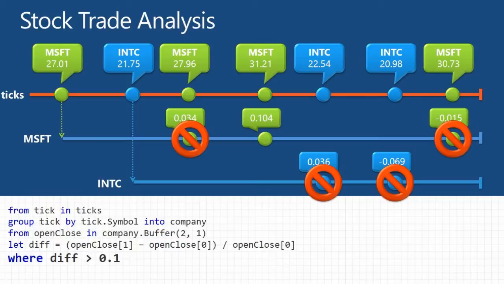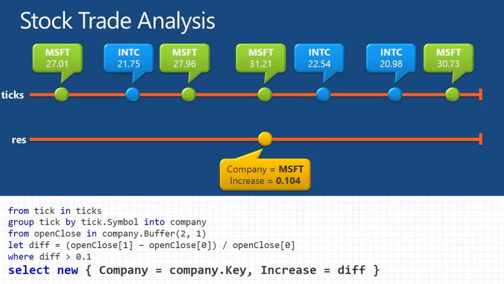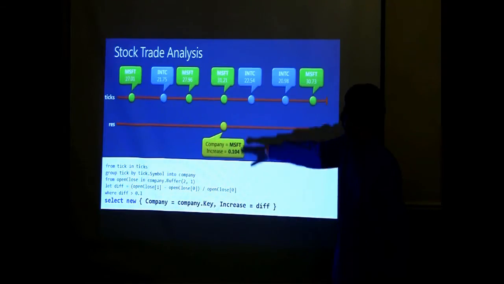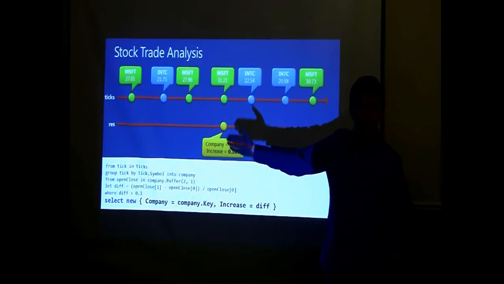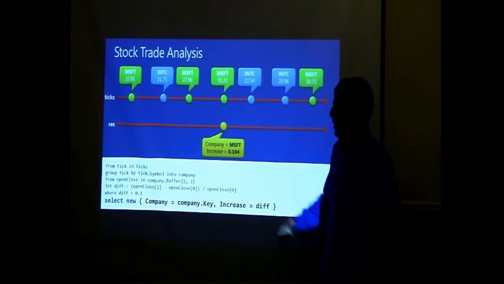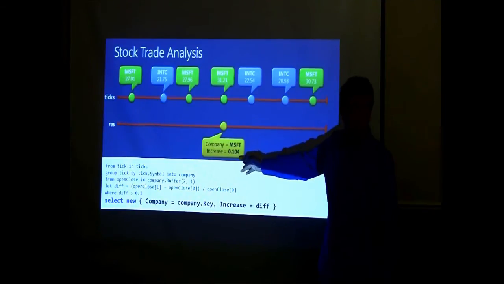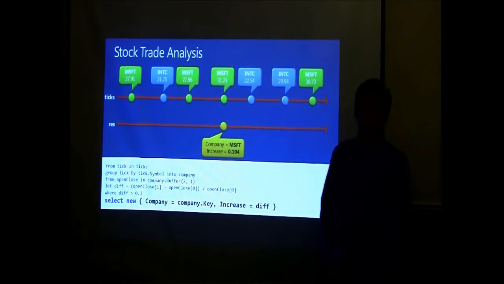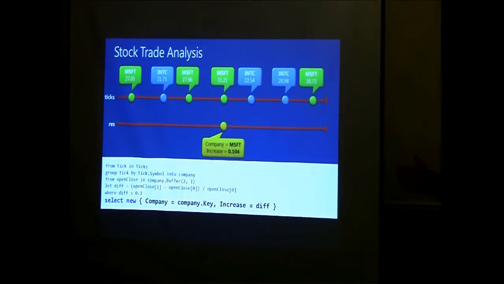And finally, whenever that happens, I want to select the company.key, which is the key of the stream on which that value existed. So 0.104 lived on MSFT, as well as the increase value that I computed. And now I have a stream that whenever that event occurs in any of the companies, will tell me MSFT closed today 10% higher than the previous day, 10.4% higher. So that's like how many lines? That's 6 lines of LINQ code to basically do that on event streams.